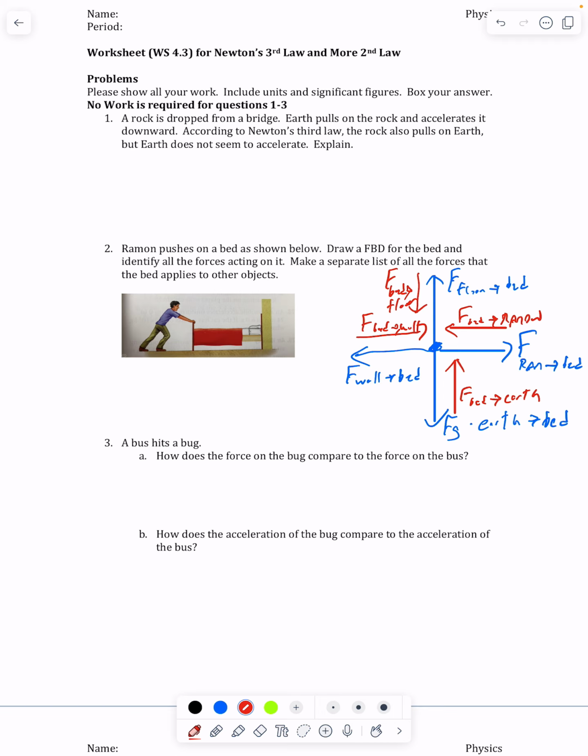We have a bus hitting a bug. If you ever drive in the Central Valley in the early evening, you will hit lots and lots of bugs. How does the force on the bug compare to the force on the bus? At this point, you should be able to answer that. By Newton's third law, forces are equal and opposite.